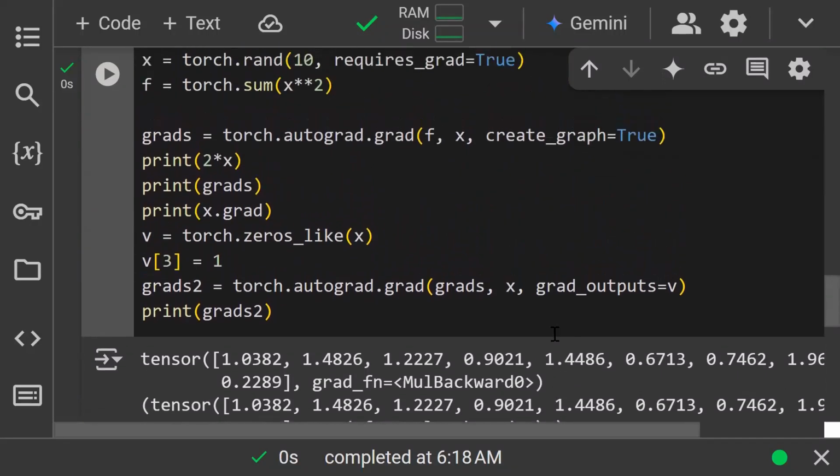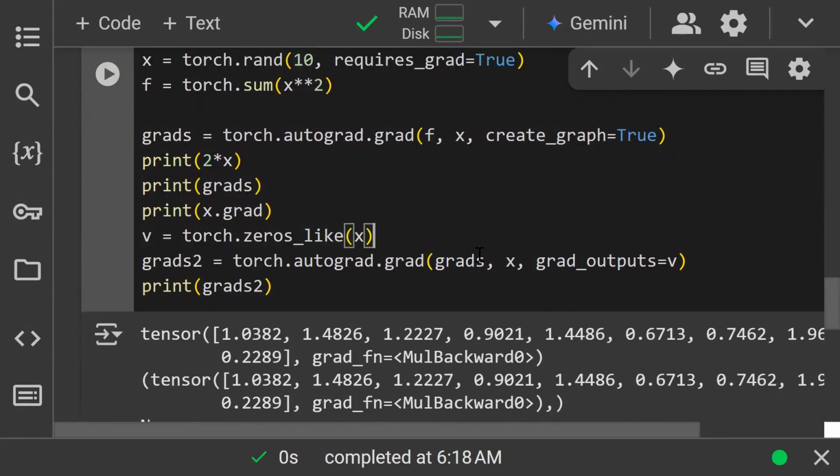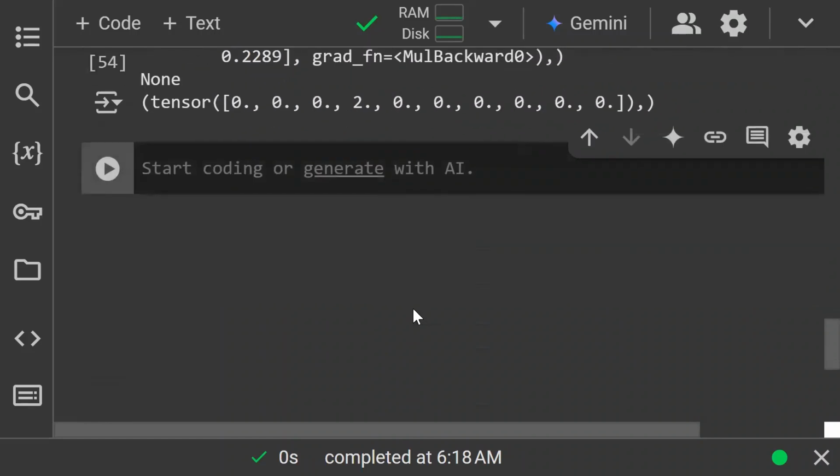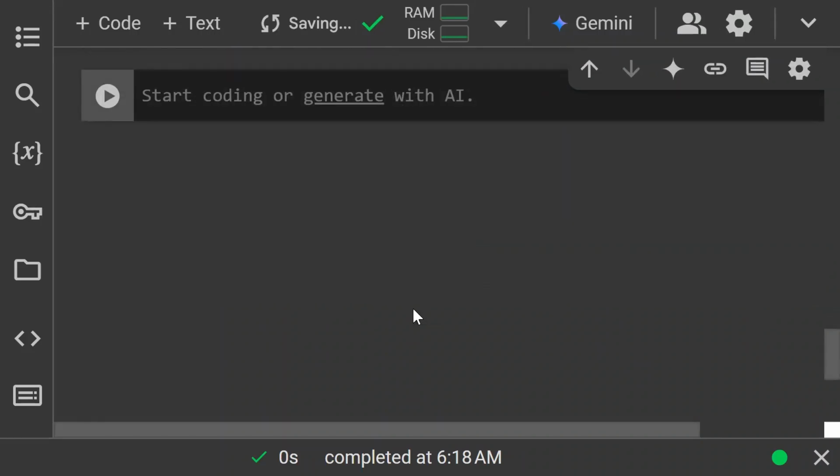There's a little bit of complexity here, mostly because of the math. But once you understand the math, it's essentially this: torch.autograd.grad, the function you want to take the derivative of, then the variable you're interested in taking the derivative with respect to, and then the vector in the vector Jacobian product. So in that way, now let's do one more example before the break.